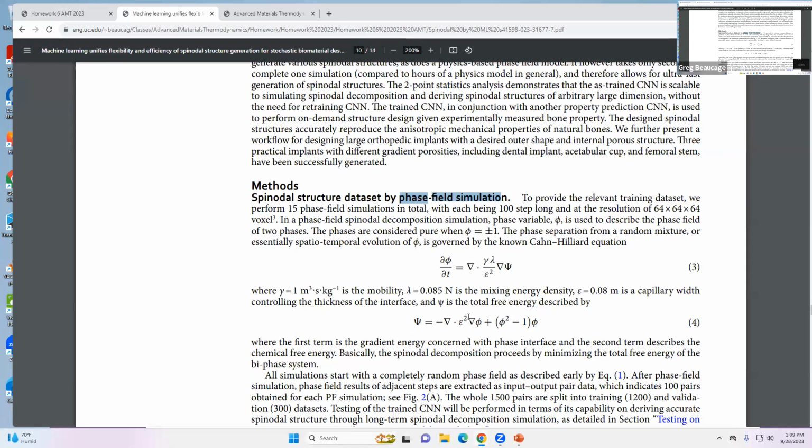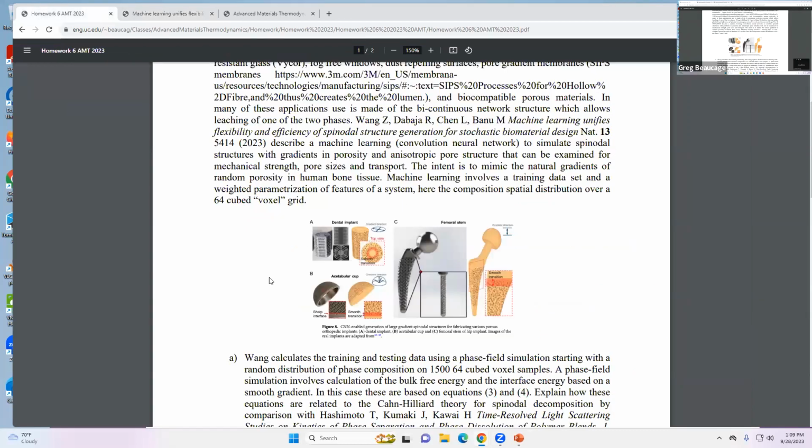And then I guess this is the bulk. Let's see. The first term is a gradient energy concerned with phase interface, and the second term describes the chemical free energy. That sounds backwards, but basically this has something to do with the free energy expression we had before. So the first question is to figure that out.